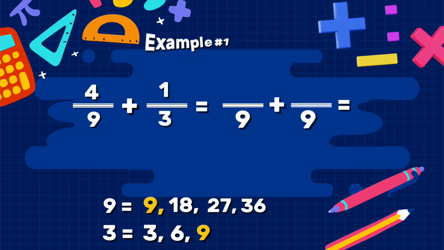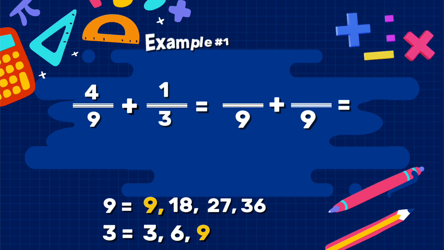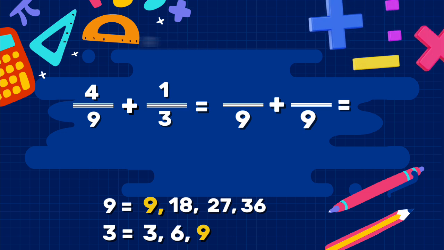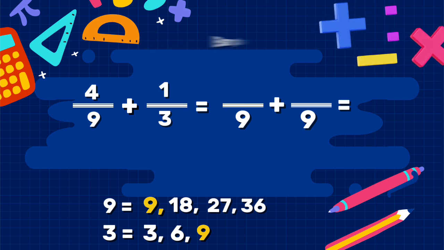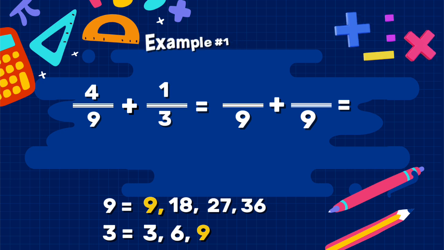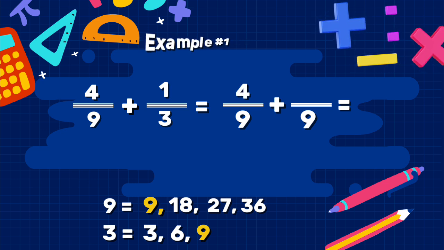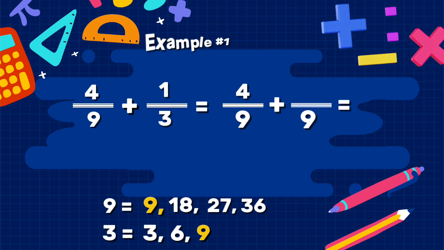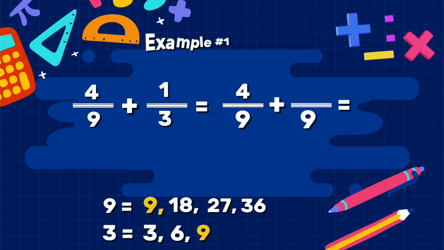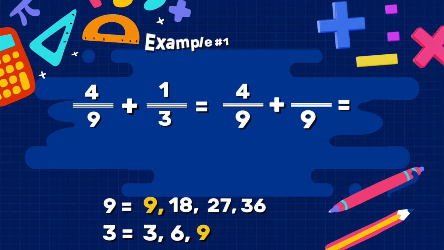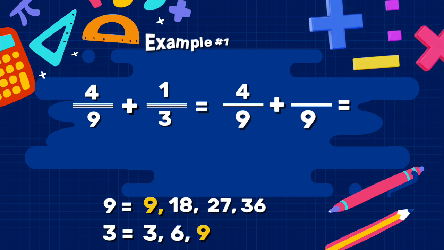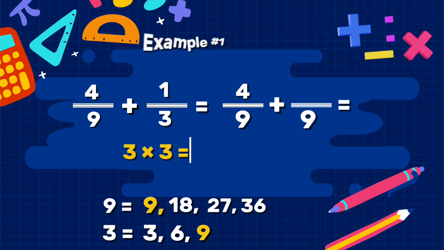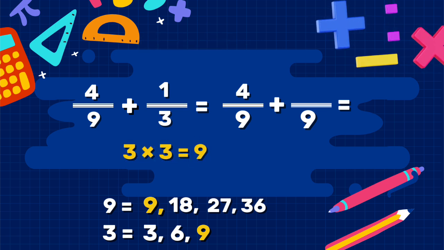So, we will start with 4 over 9. Well, 4 over 9 already has a denominator of 9. So, we don't need to rename. So, we can just bring 4 down. As far as 1 over 3, we need to think 3 times what equals 9. How do we get 3 to equal 9? Well, we know 3 times 3 equals 9.